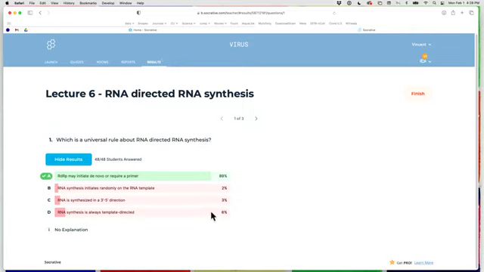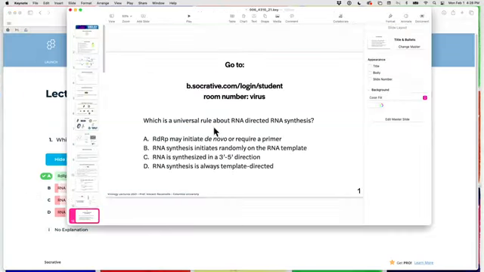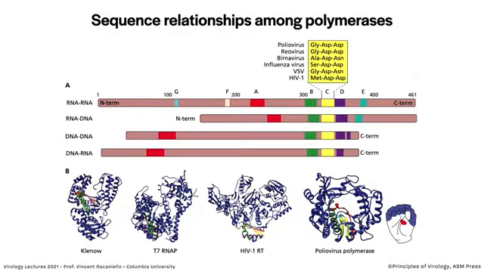And it's always template directed? Not always. Sometimes it is not. You can go back to one of the earlier slides where I say sometimes there is non-templated RNA synthesis, and we're going to talk about that today. Let's take a look at the polymerases, the RNA-dependent RNA polymerases.